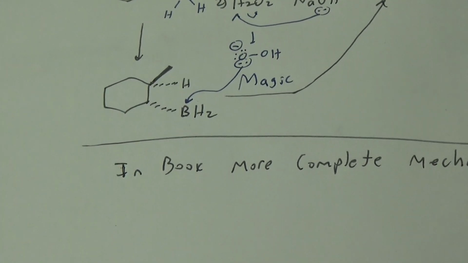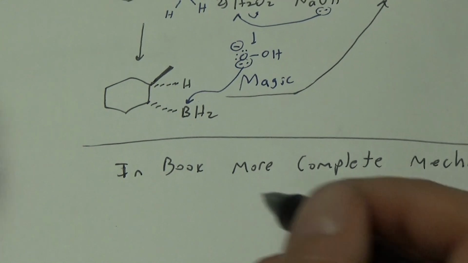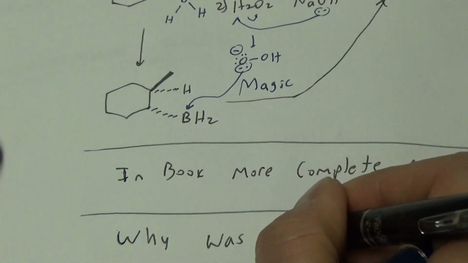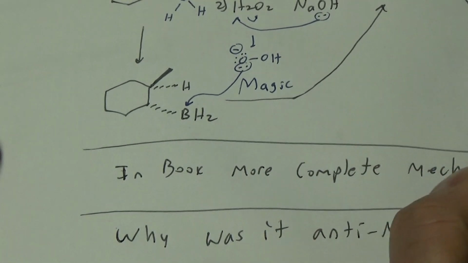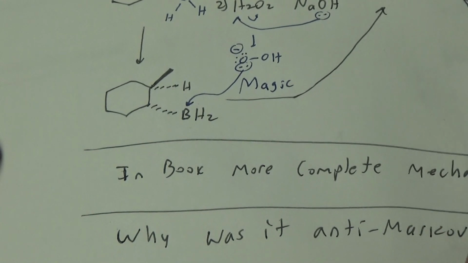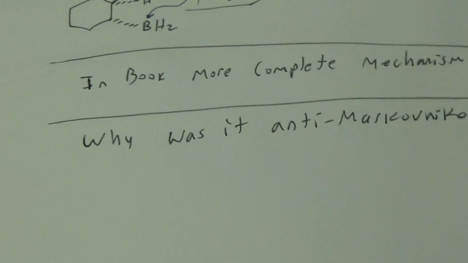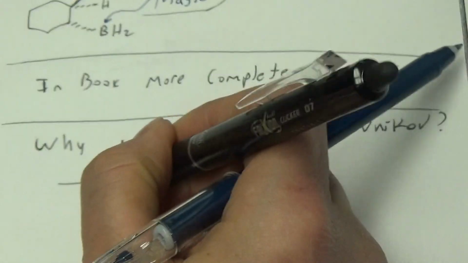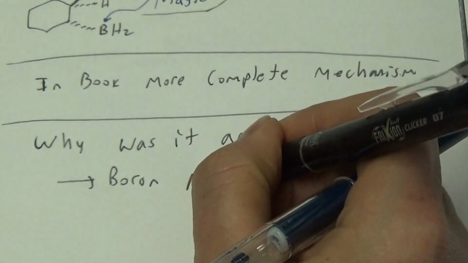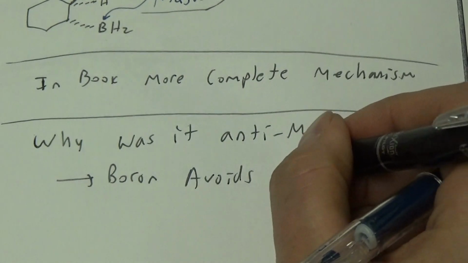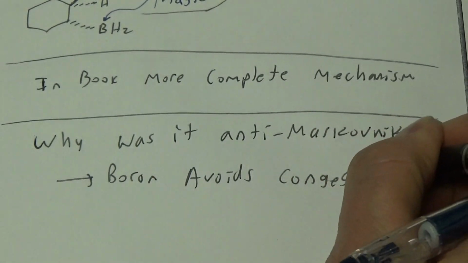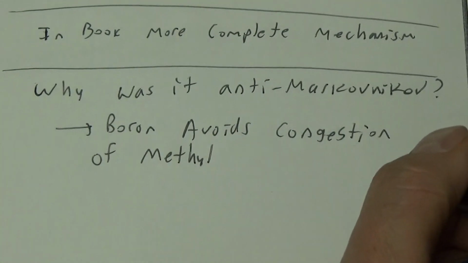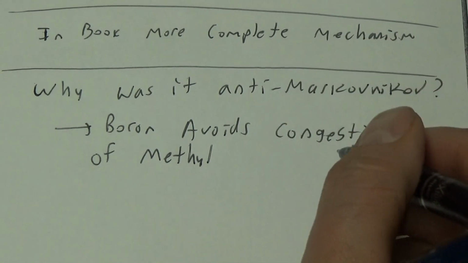All right. And why was it anti-Markovnikov? The boron wants to be away from the steric clashing of the methyl group. Boron avoids the congestion of the methyl group, and therefore the boron wants to be kind of poking down in this example.